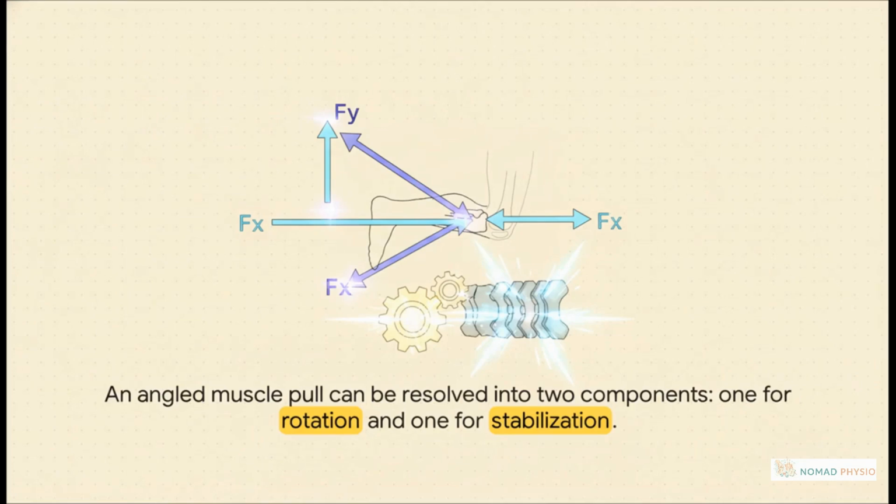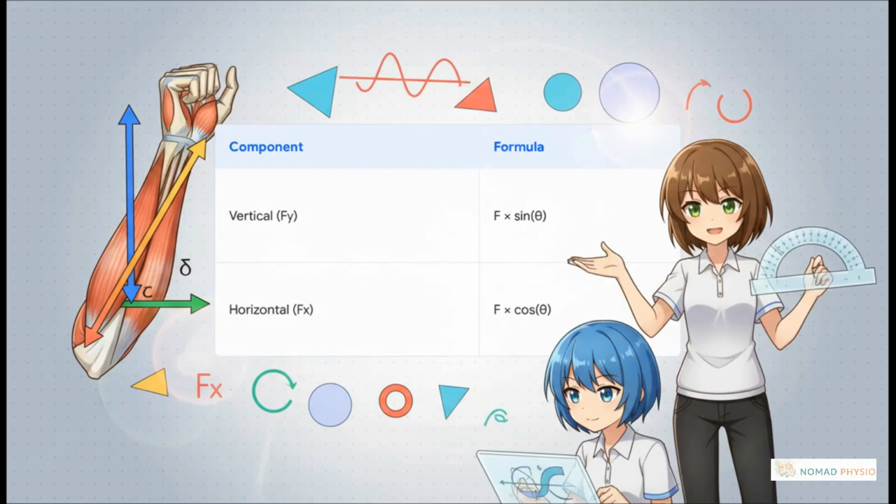Okay, so when a muscle pulls at an angle, its effect isn't just in one direction. To really understand what's happening, we have to break that angled force down into two simpler parts: a vertical component, which we'll call Fy, and a horizontal one, Fx. Usually, one of these is doing the work of rotating the limb while the other is creating compression to help stabilize the joint.